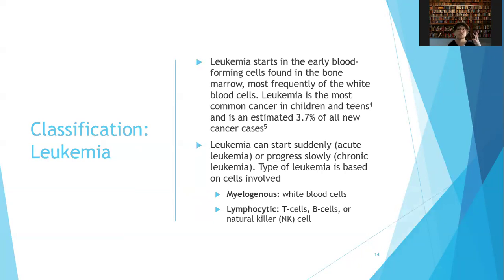So leukemia can start suddenly, which is acute leukemia, or progress slowly, which is chronic leukemia. And the type of leukemia is based on the cells involved. We will talk way more about these in the blood and lymph chapter, which we'll do at the beginning of fall quarter. So you'll have acute myelogenous leukemia, AML, which is acute leukemia of the white blood cells, or acute lymphocytic leukemia, ALL, or chronic, CML or CLL.